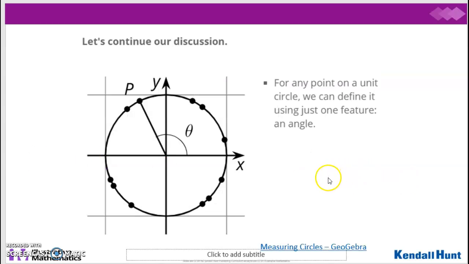So here's a nice unit circle with some dots on it. For any point on the unit circle, we can define it using just one key feature, the angle measure. So please remember, the measure of the angle is equal to the measure of the arc. So as I look at these dots on the unit circle, this angle goes over to here, whatever theta is, so this rotation counterclockwise around the circle is also equal to theta.